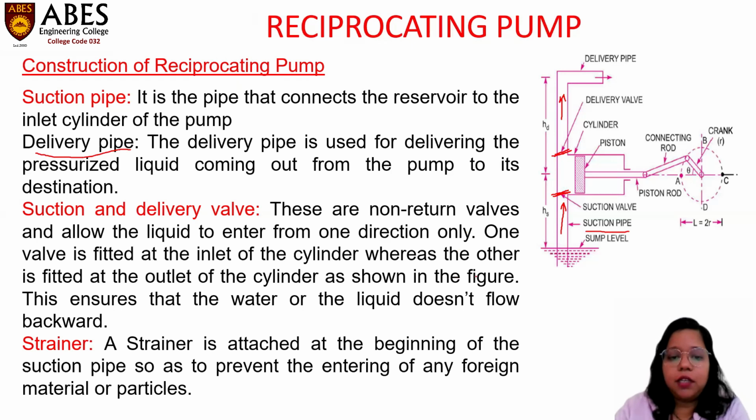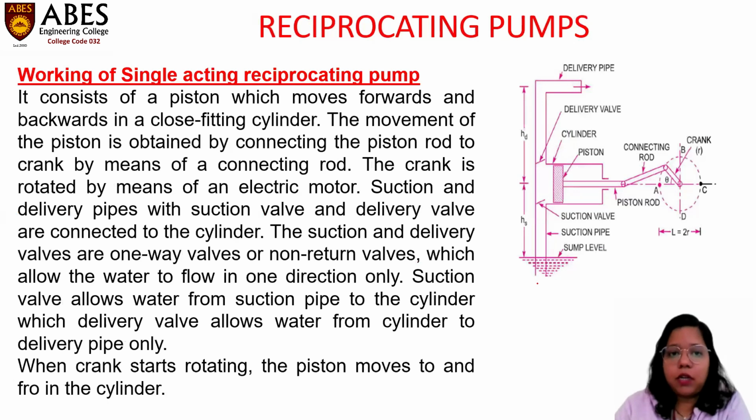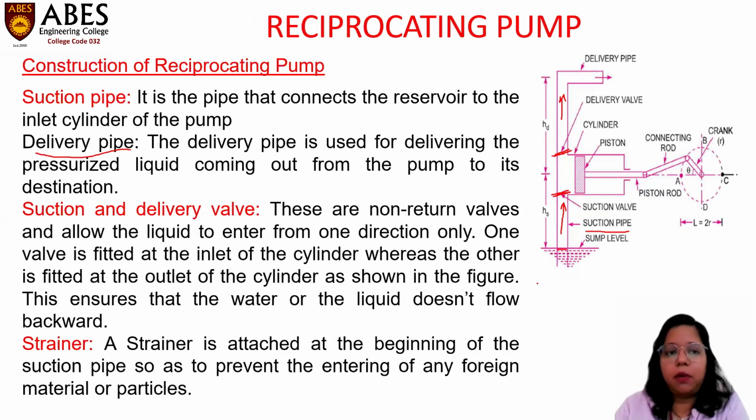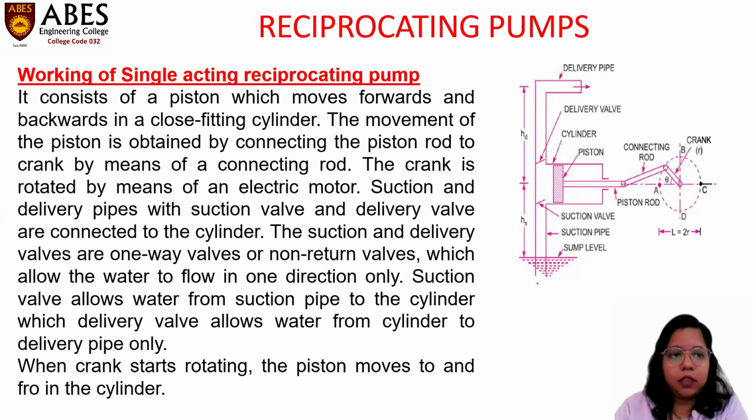Then a strainer is attached at the beginning of the suction pipe, so as it prevents the entering of any foreign materials or dust particles in the pipe. So this is the construction of reciprocating pump. Now we will be studying two types of reciprocating pump. One is single acting reciprocating pump and the another one is double acting reciprocating pump. The construction is same. Double acting reciprocating pump is also having piston, connecting rod, crank, same suction pipe, delivery pipe. We'll study further in this.